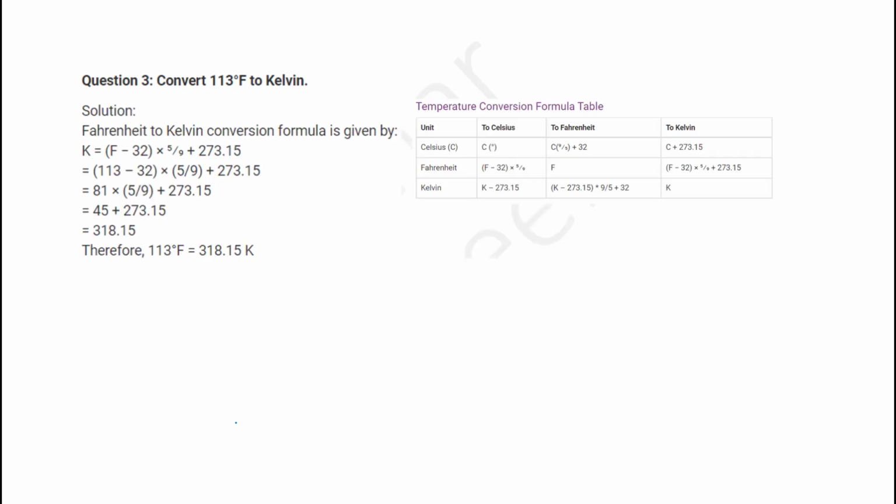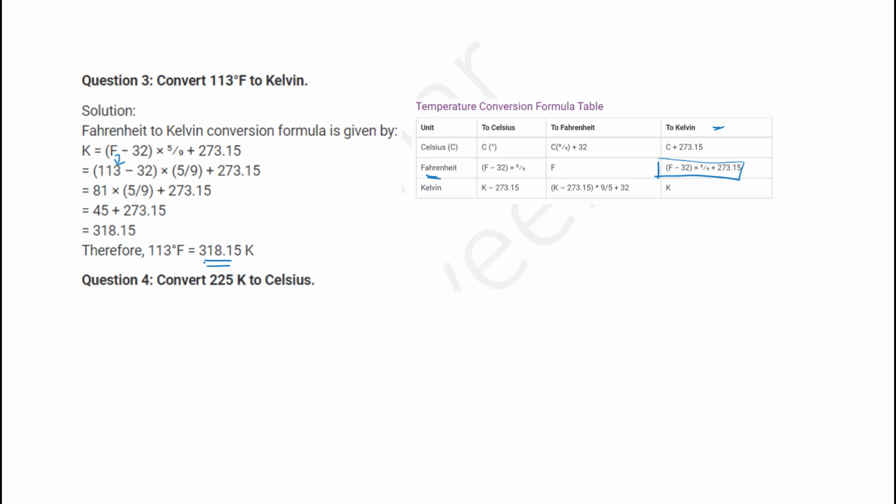Next, convert 113 degree Fahrenheit to Kelvin. What do you do here? You use the table. What is the formula here? You want to convert the Fahrenheit into Kelvin, right? This is the Fahrenheit. Now you have to convert it into Kelvin. So this is the formula you have to use: (F minus 32) into 5 by 9 plus 273.15. Just substitute the values. Write 113 in place of F and then you simplify, you get the answer. Here it is approximately equal to 318 Kelvin.